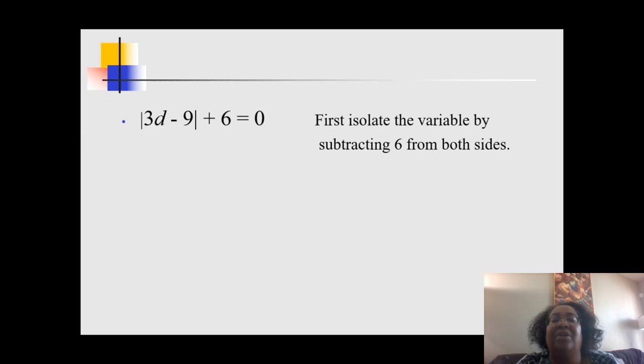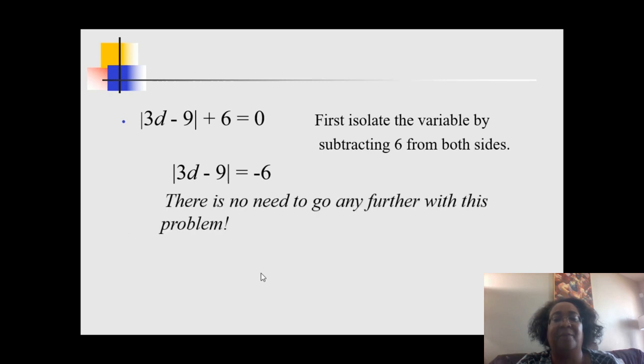All right, so here we have to isolate the absolute value first, and the way we'll do that is subtract it by 6. And that'll leave me with the absolute value of 3d minus 9 equals a negative 6. And we'll set two equations up, one using negative 6 and one using positive 6, because we have to get the opposite of it as well.